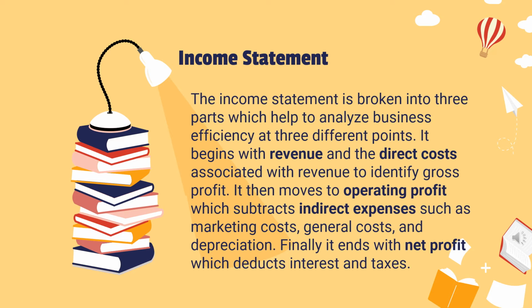The income statement is broken into three parts, which help to analyze business efficiency at three different points. It begins with revenue and the direct costs associated with the revenue to identify gross profit. It then moves to operating profit, which subtracts indirect expenses such as marketing costs, general costs, and depreciation. Finally, it ends with net profit, which deducts interest and taxes.